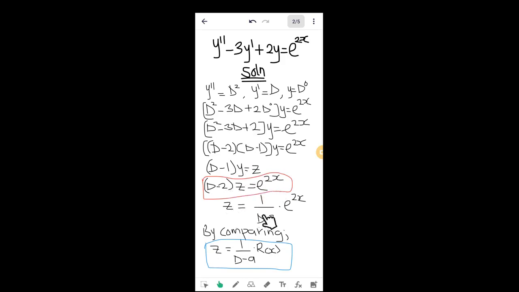So I'm going to get 1 over D minus 2 operating on e exponent 2x. We compare this to the general form: z is equal to 1 over D minus a, where a is a constant, operating on r of x. Just notice this: here my constant a is 2, and r of x is equal to e exponent 2x. So by comparing, you are good to go.